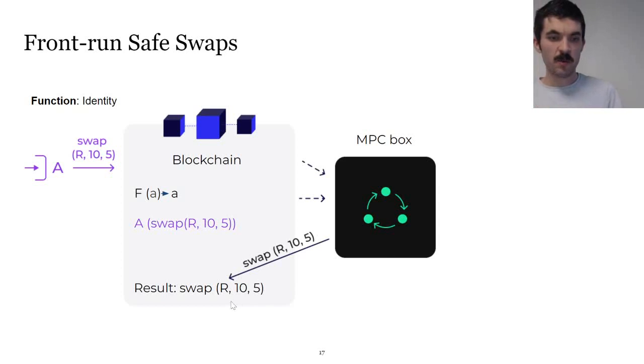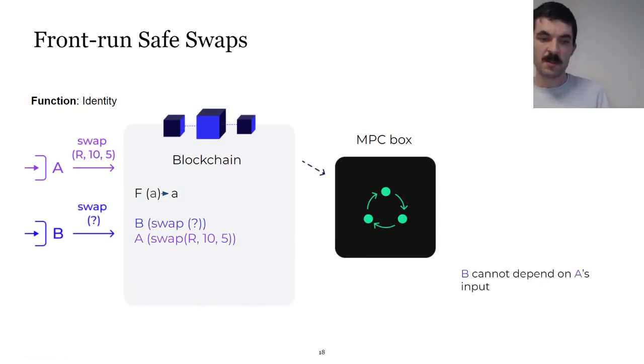So the way you do a swap here is super simple. A provides a swap as an input to an MPC computation. It means it's lying here encrypted somehow. The MPC box does no computation, and then it outputs the swap. The result of the computation is the swap that A wanted to execute. So now, why does this prevent front running?